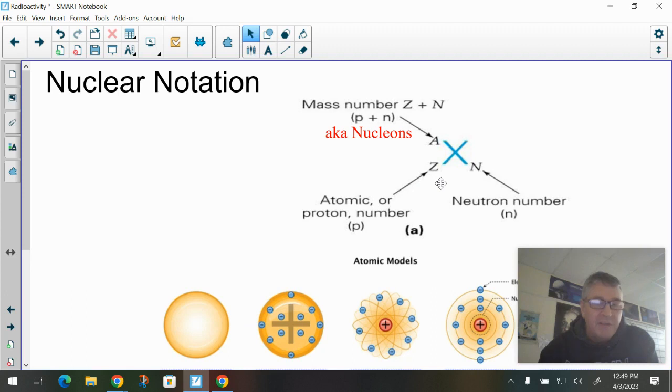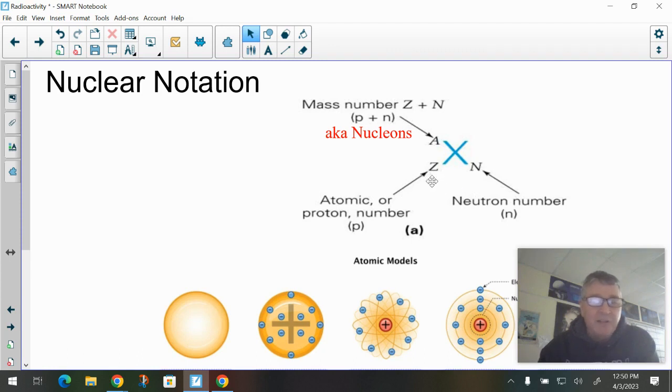The convention used in physics is that the lower left-hand corner, below the symbol, is the atomic number. And you probably remember from chemistry, the atomic number is the number of protons. So hydrogen is number one because it's the first element on the periodic table and it has one proton. Helium has two protons, so it's number two in the periodic table. So that's what this number is.